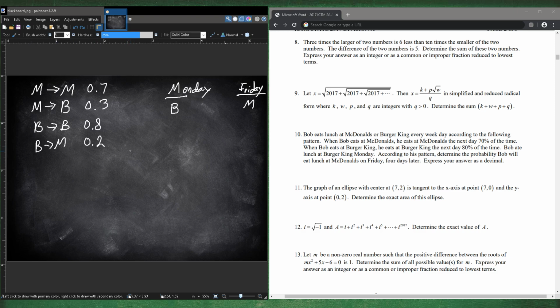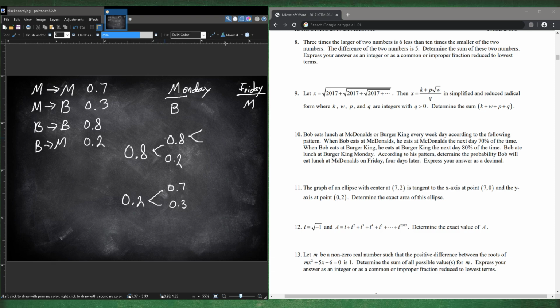So it's 0.8 and 0.2. The 0.8 ends with Burger King, so we start with Burger King, so 0.8 and 0.2. And then 0.2 ends in McDonald's, so we have to start with McDonald's, which is 0.7, 0.3.